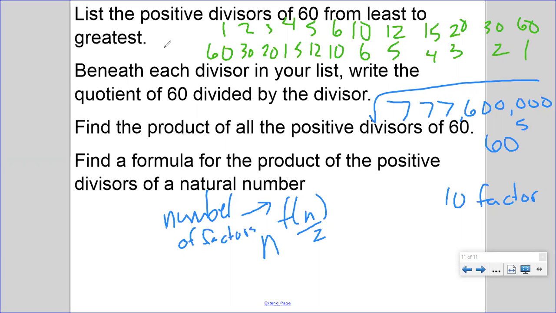Someone said, isn't it 6? 1, 2, 3, 4, 5, 6, 7, 8, 9, 10, 11, 12. Yeah, there are 12 factors. So shouldn't that be to the 6? Isn't that 12? Right? Am I right or am I wrong? I could be wrong.